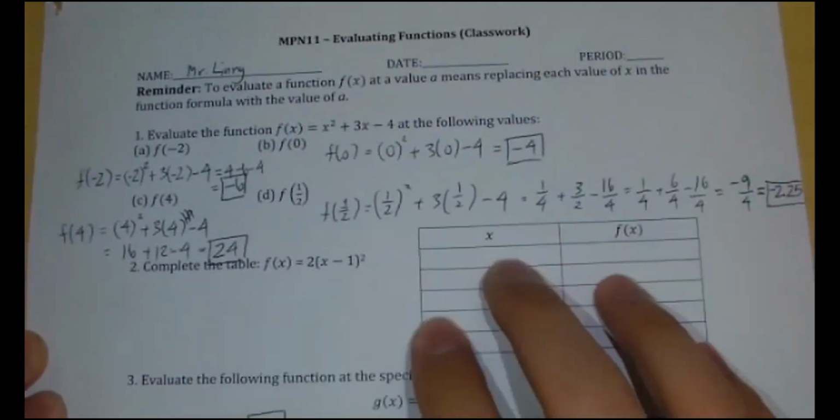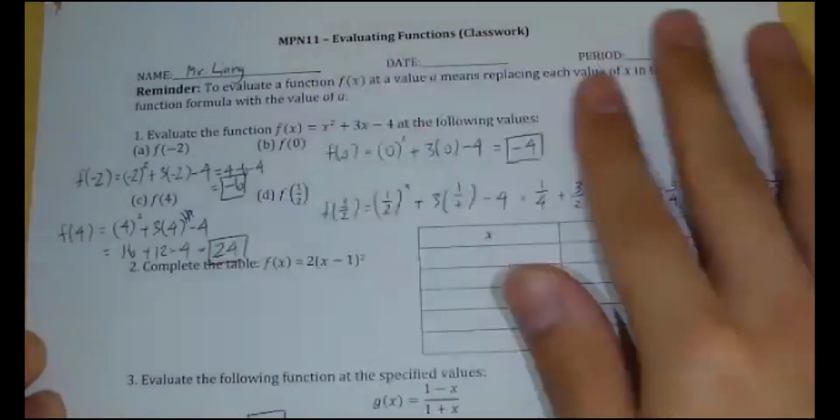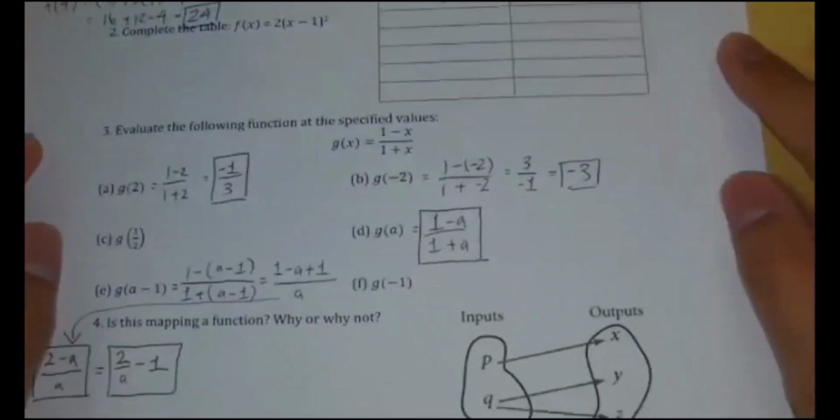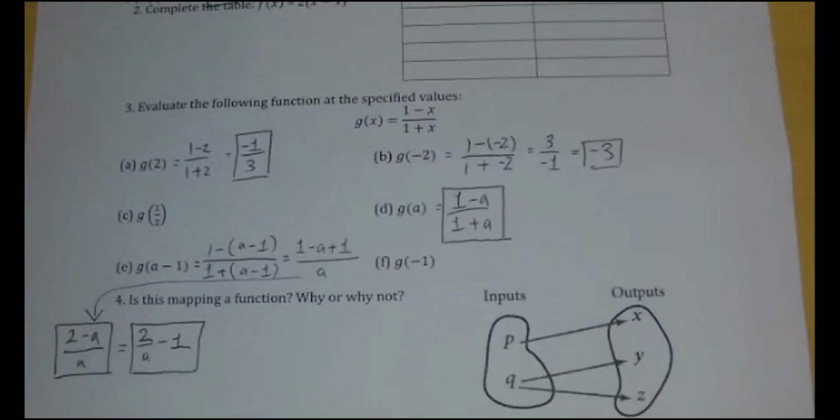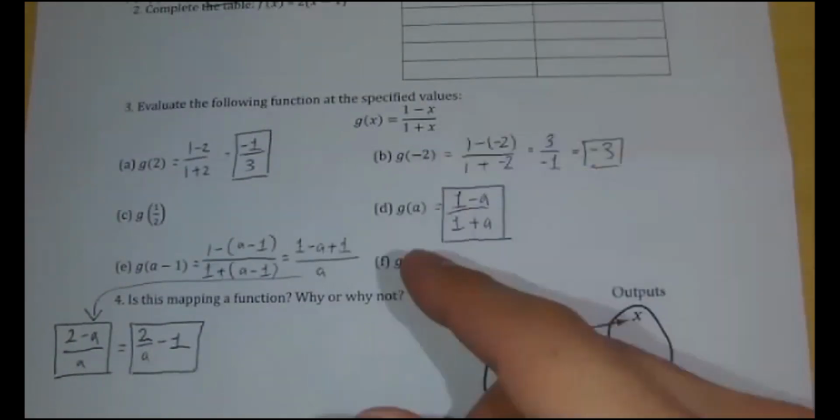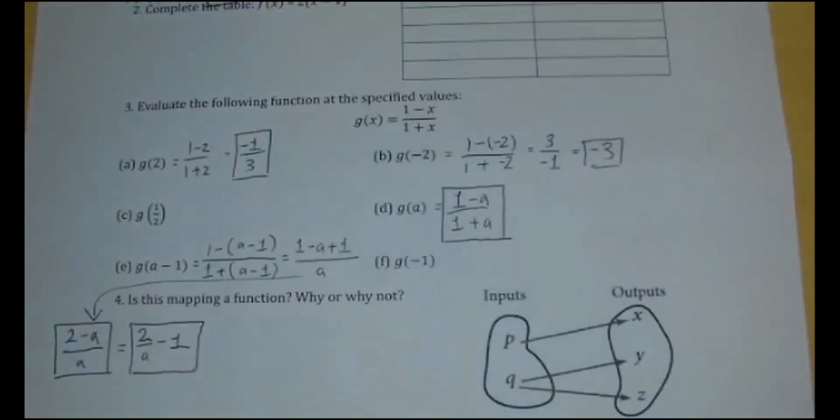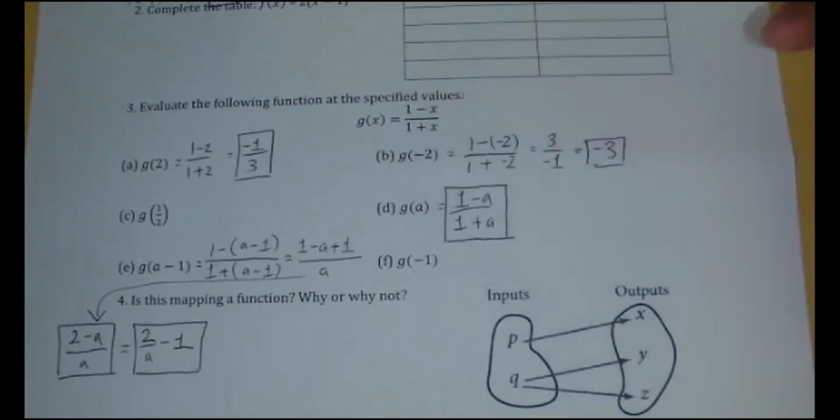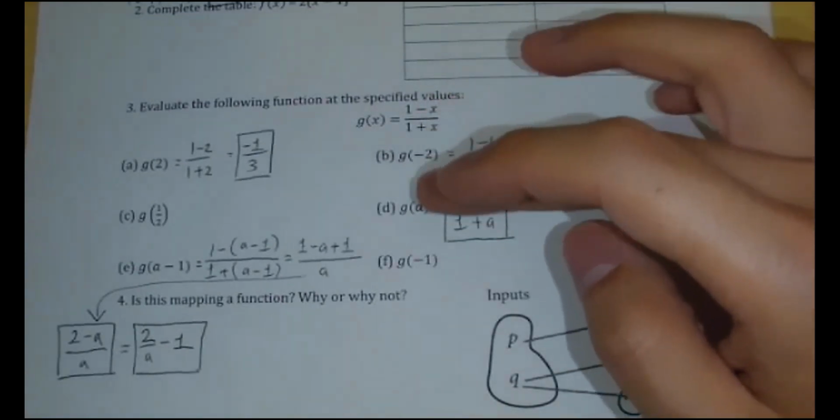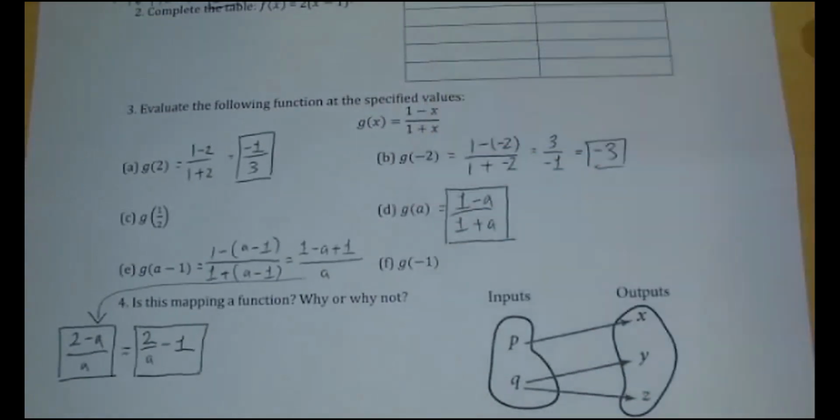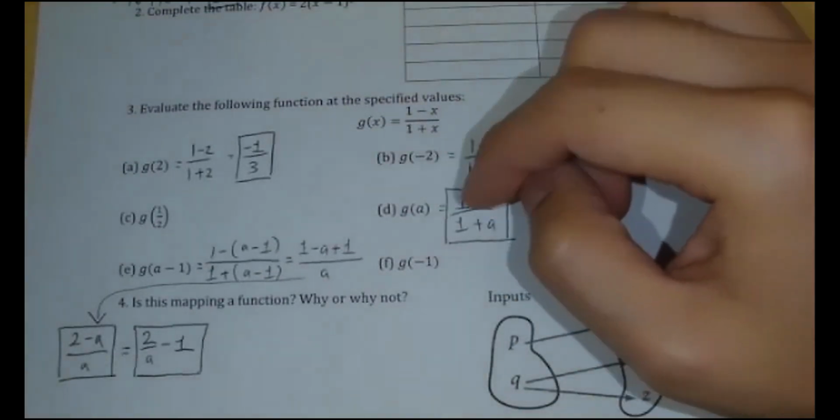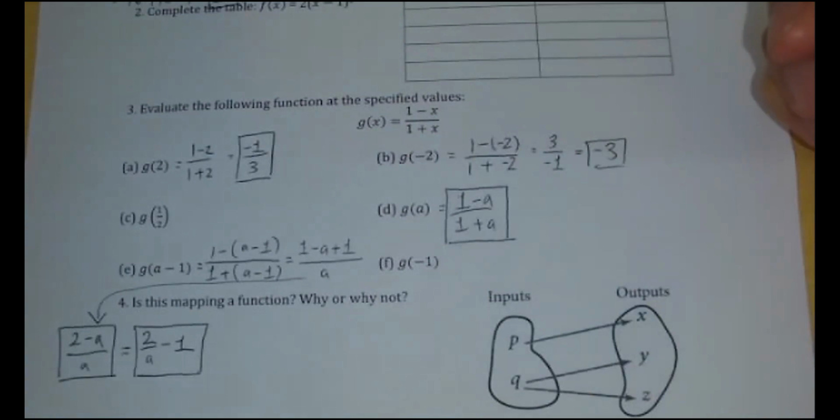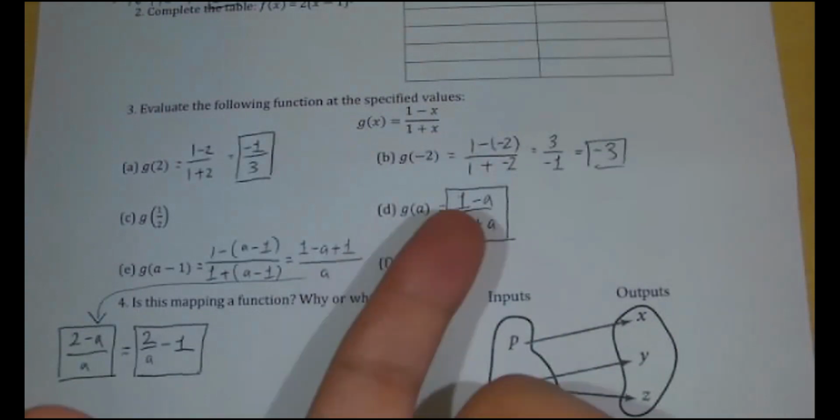Question 2, I'll leave that to you guys to solve on your own. But I did want to go over question 3. It's a little more complicated. All right, so actually let me start off with part D, because this has to do with the hint that I just read. So g of a equals 1 minus a over 1 plus a. And that's all you can do, right? So all we did was replace x with a. And then you have 1 minus a over 1 plus a. That'll be your answer for part D. You can't simplify it, so just leave it like that.